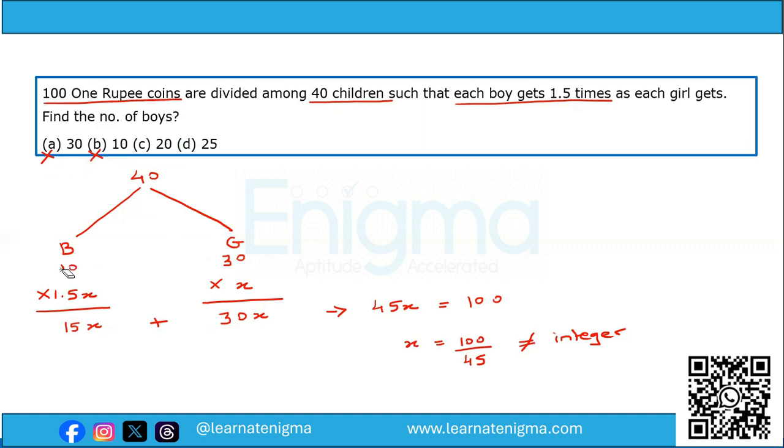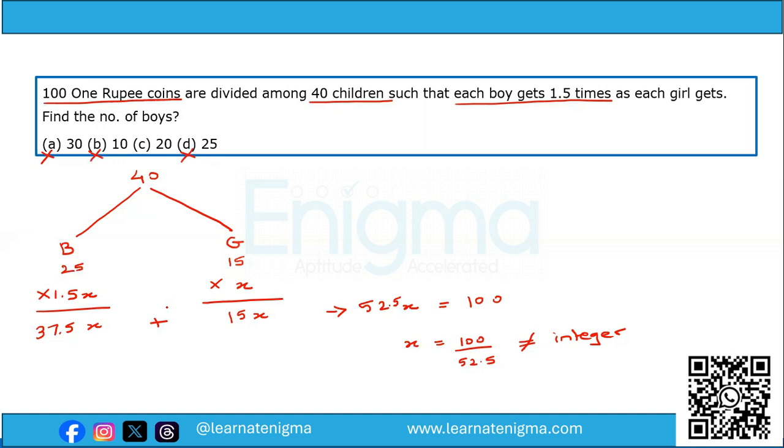Let's check option D. If the boys are 25, the girls will be 15. So the amount with the girls will become 15x and the amount with boys becomes 25 into 1.5, that is 37.5. So 37.5 plus 15, that is 52.5, will be over here. Again, you can see that 52.5x equal to 100, that means x equal to 100 upon 52.5, which is again not an integer. So answer option D is also eliminated.